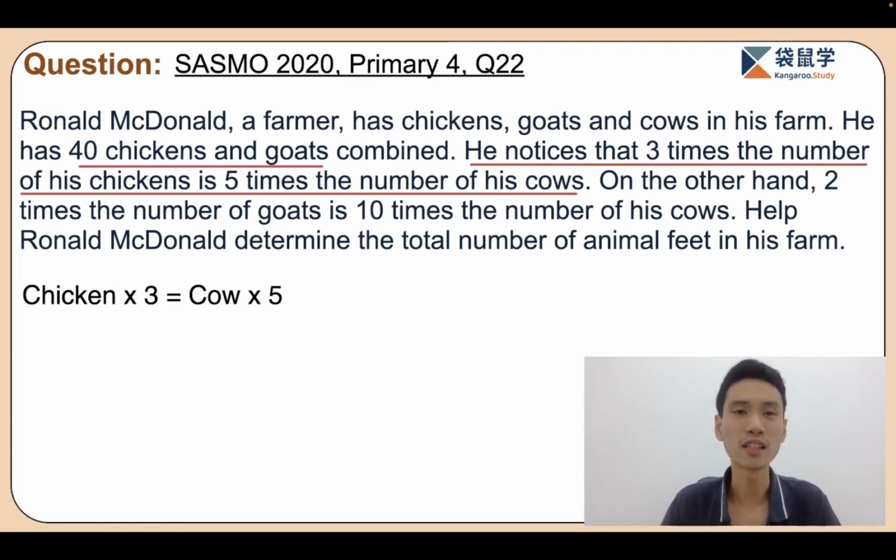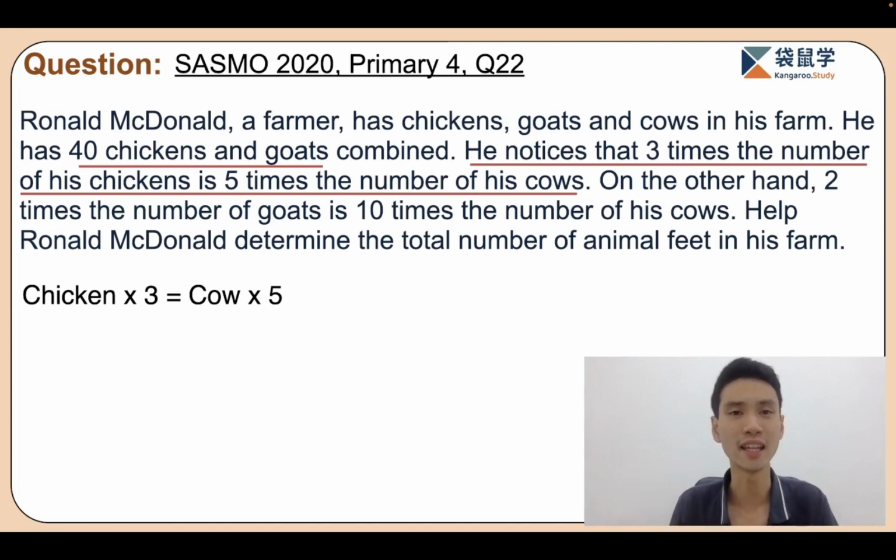Now, I want to ask a very, very important question. If we want to set the number of chickens as a unit value, can we set the number of chickens as 1 unit? Now, if you said no, then you're absolutely correct. And why can we not set the number of chickens as 1 unit? Because then we won't get a whole number for the number of cows as a unit. And it will be very difficult for us to calculate.